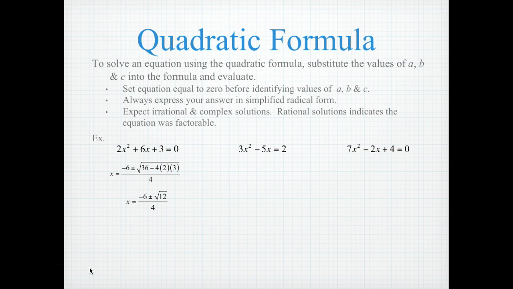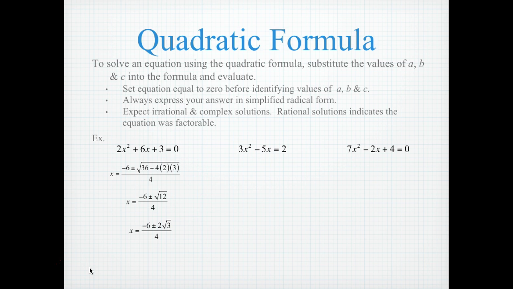Our attention is still on the radical. We have to simplify the radical before we simplify the fraction. Simplifying the radical gives us negative 6 plus or minus 2 root 3 all over 4. Now that the radical is simplified, we can look to simplify the fraction.